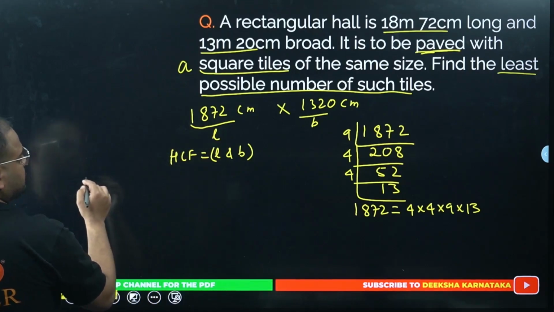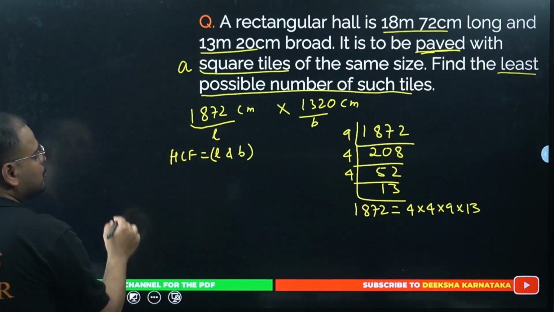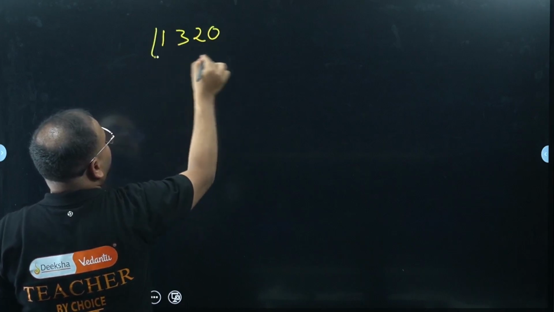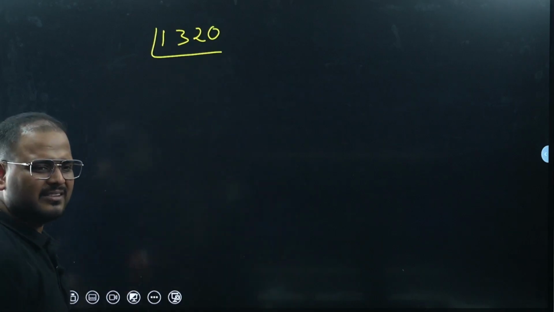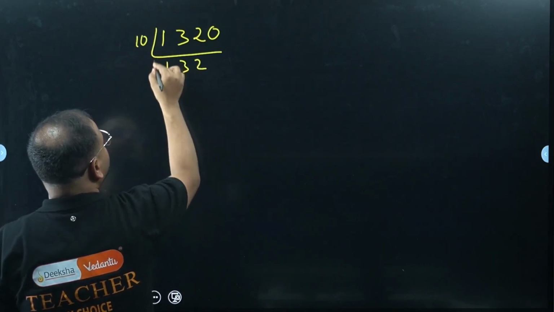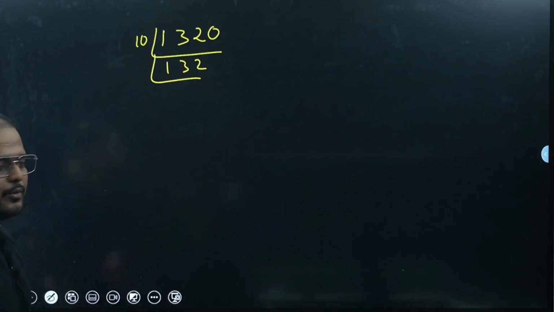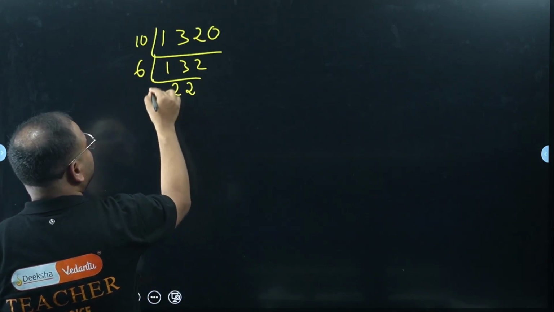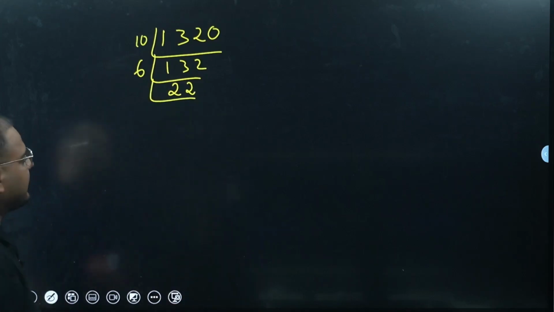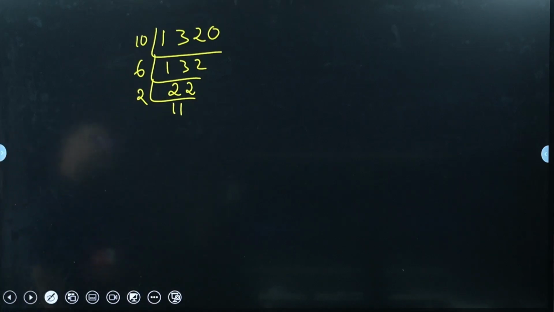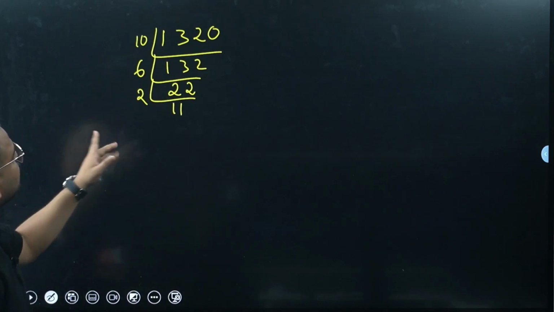1320. What can we do in 1320? Can we do it on the next page? 1320. What can you see? What is the first number we can take? Can we take 10 directly? Let's take 10 times 132. I can see 6. Okay, so let's say 6. 6 2s are 12 and 6 2s are 12. Right? I can take 2, and it will become 11. What is my 1320? 10 times 6 times 2 times 11.